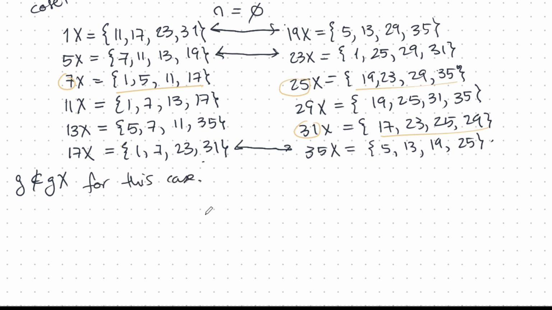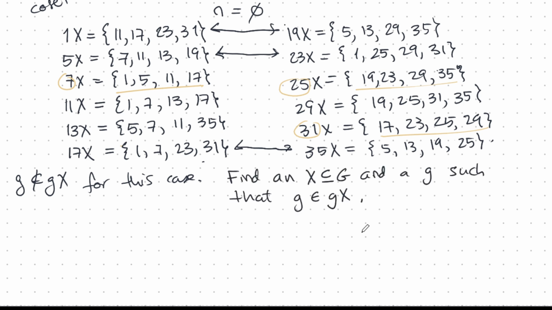And I can ask you to do a homework problem. You choose some little g, and you choose a subset X such that little g is in the coset gX. So you try to find a situation like this. They exist, and you try to find one.